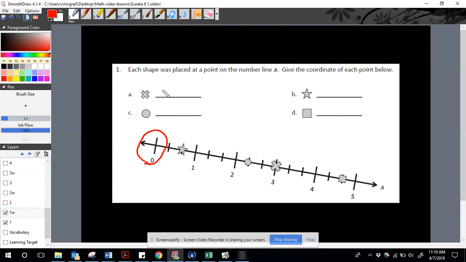Let's take a look at problem 1. Each shape was placed at a point on the number line S. Give the coordinate of each point below. So before I do anything, I need to take a look at my number line and find out what the intervals are.